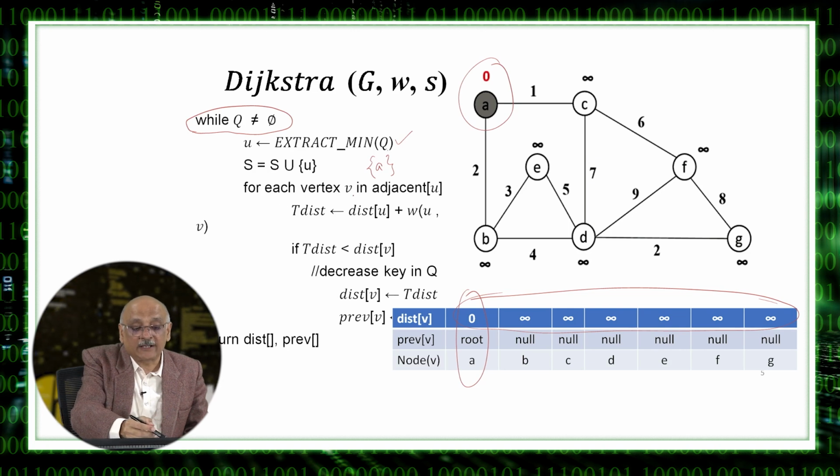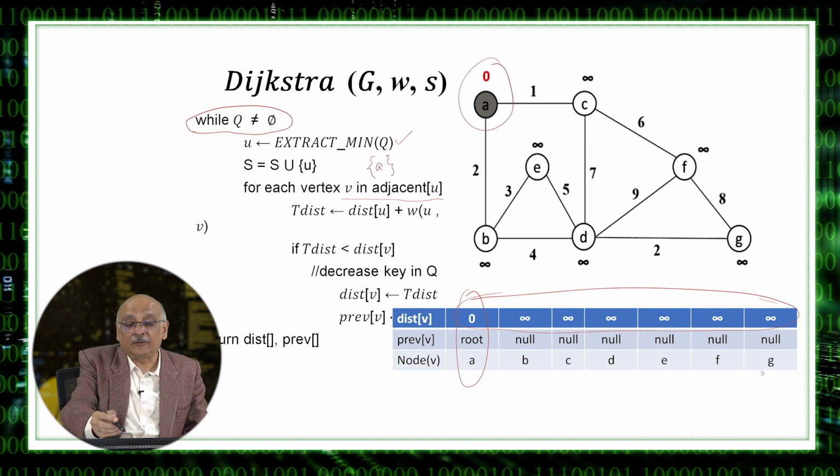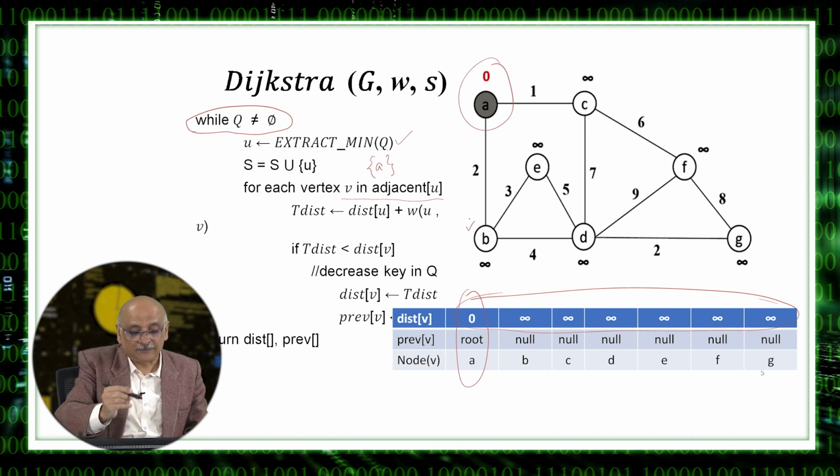For each vertex V in adjacent U. Now adjacent U, as we know the definition of adjacent. So what are adjacent to A? C and B. These are the two nodes. So what are we checking? Two nodes are there, so let's start with B.